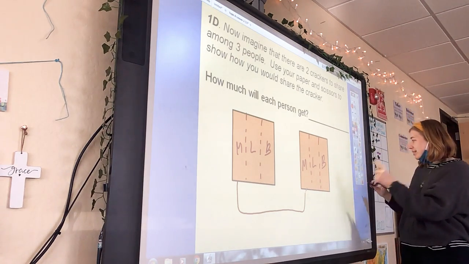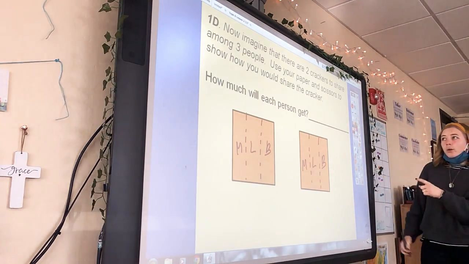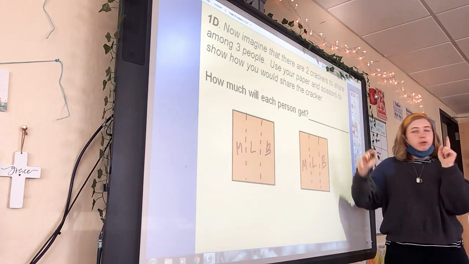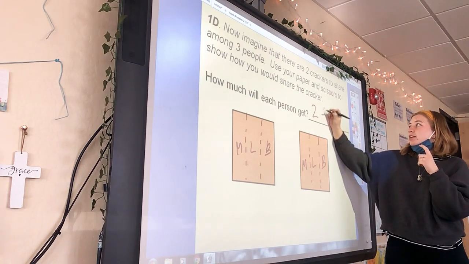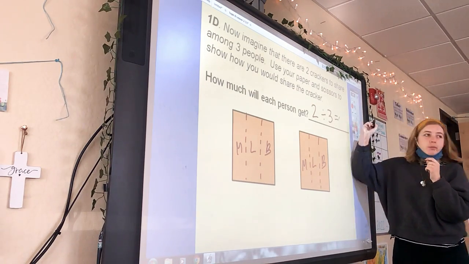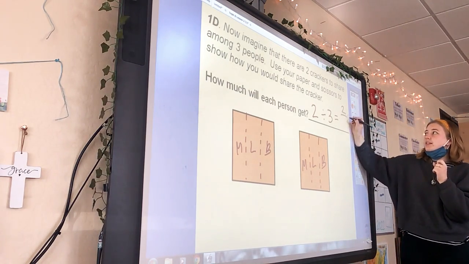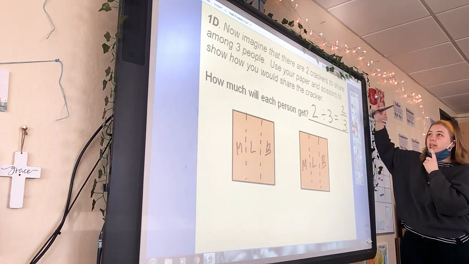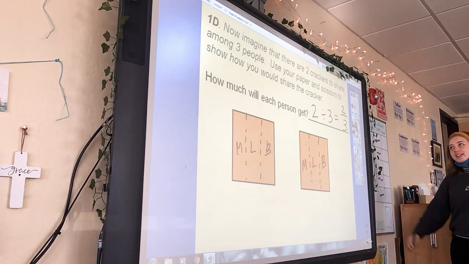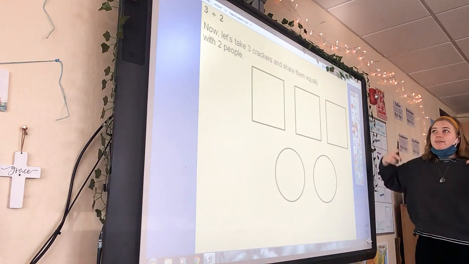Our problem that we solved was we started with how many crackers? 2. We divided it between how many people? 3. And each person got how much? 2/3. Anyone sensing a pattern here? I am. Okay. Trust me, I'll get to your hands. Just 1 sec. We're going to keep going.